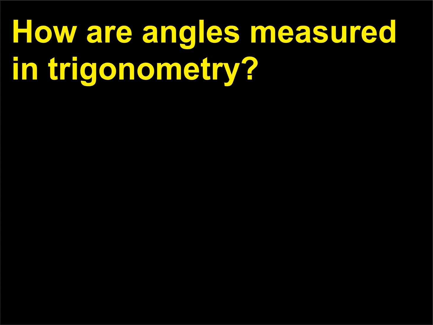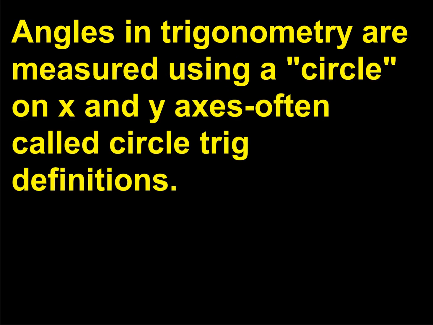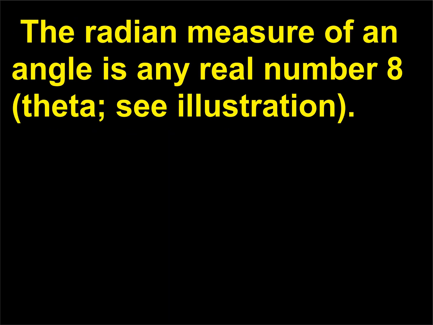How are angles measured in trigonometry? Angles in trigonometry are measured using a circle on x and y axes, often called circle trig definitions. The radian measure of an angle is any real number theta, see illustration.